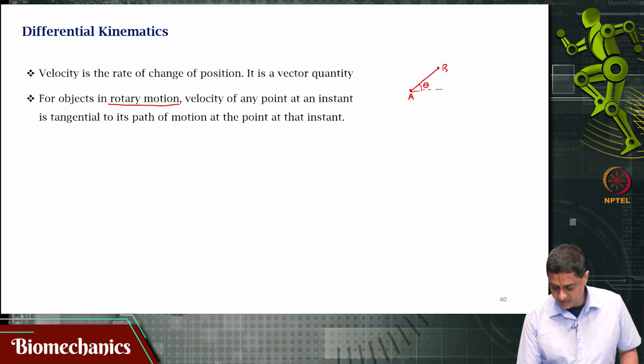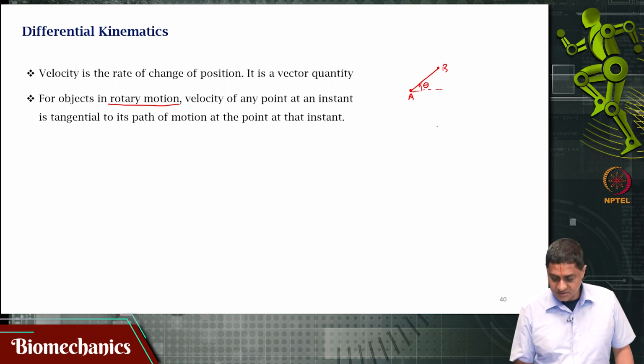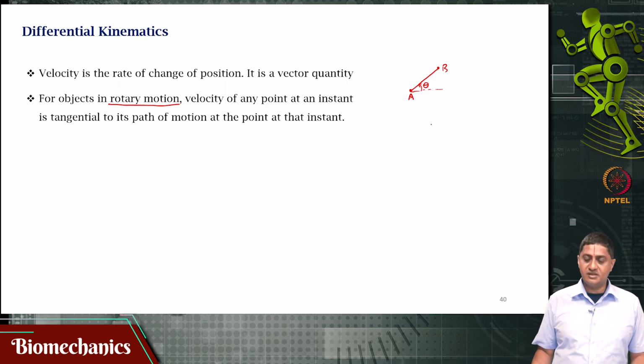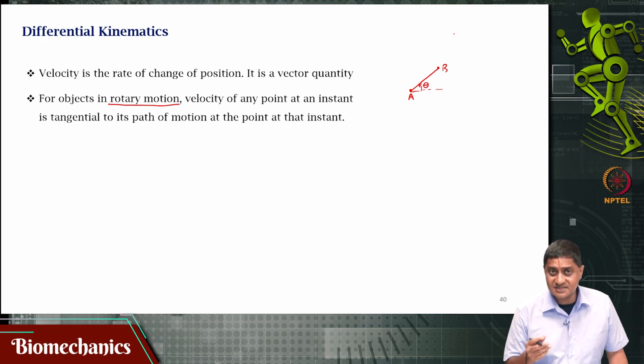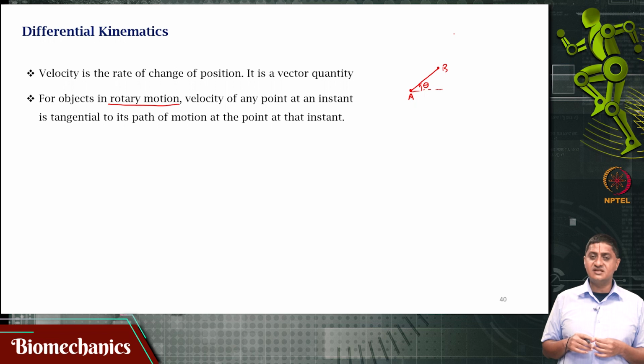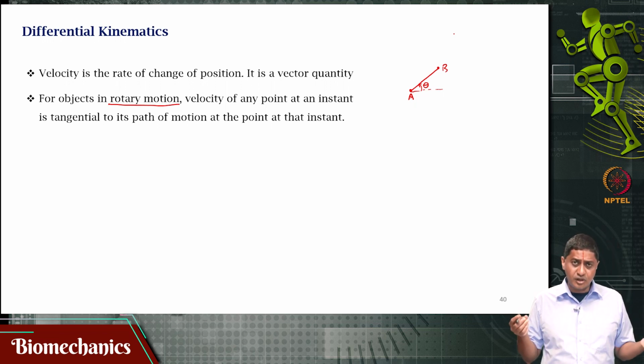This is theta, and this theta is changing with respect to time. So, there is a non-zero theta dot. Let us assume that. In that case, the question is, what would be the direction of the velocity? Note that AB itself is the length of the segment. This does not change, because this is the size of the rigid body. It does not elongate or shorten during the course of motion.